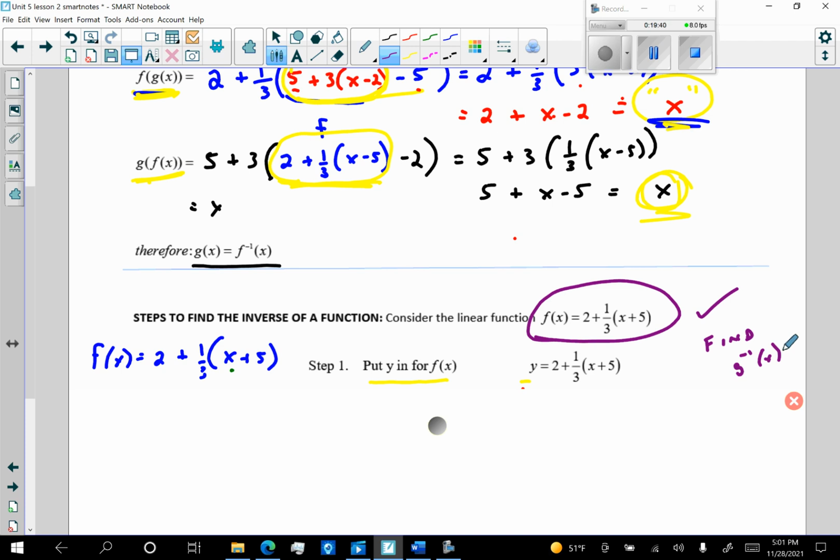Step number 1, I'm going to put y in for f of x. Here's my function. I'm going to put y in for f. So I have y is equal to 2 plus 1/3 times the quantity x plus 5.